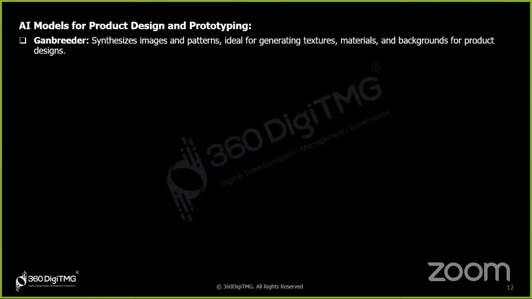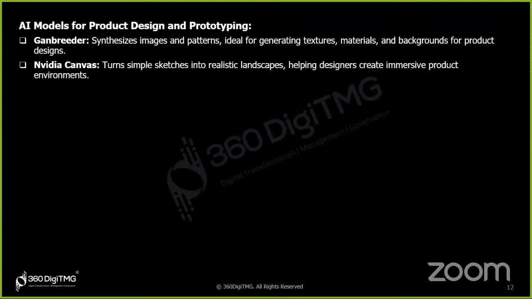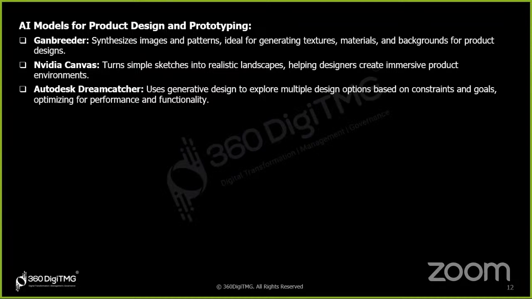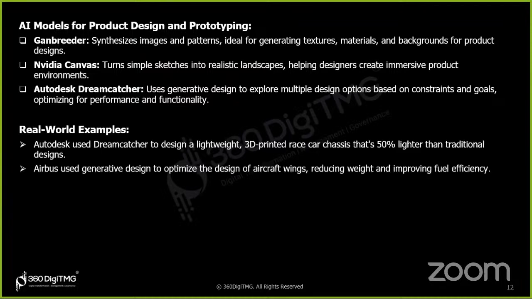And there's GAN Breeder, which synthesizes images, patterns, which is ideal for generating different textures of different materials and backgrounds for product designs, because product design is pretty important. Then NVIDIA Canvas, it turns simple sketches into realistic landscapes, which will help designers create immersive product environments, right? We're all captivated with beautiful nature, pristine locations, and these locations can be achieved by NVIDIA Canvas. Autodesk Dreamcatcher, it uses generative design to explore multiple design options based on constraints, based on goals, optimizing your performance and functionality. So some real world examples.